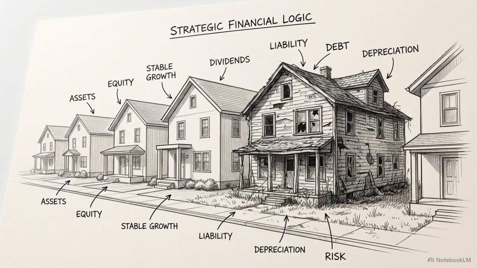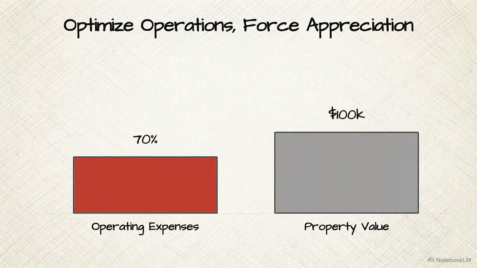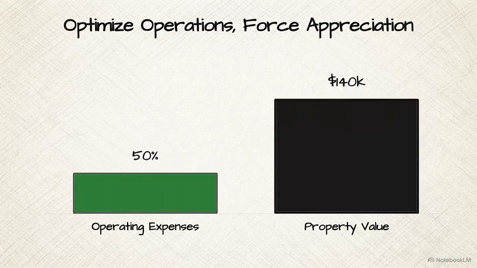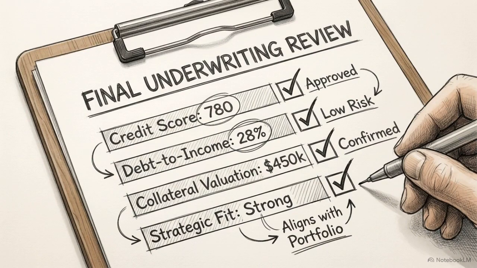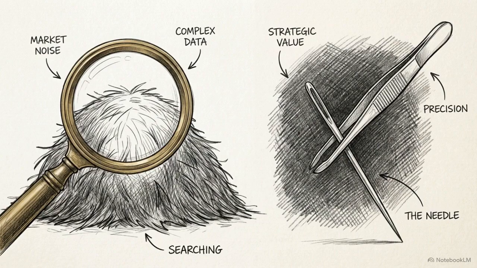If you have more experience and want to add value, use the 50% rule as a baseline to spot market inefficiencies. If you find a poorly managed duplex running at 70% expenses, you have an opportunity to buy it, optimize the operations back down to 50%, and increase the property's value. Regardless of your experience level, you must manually verify property taxes, insurance, CapEx, and debt service before you ever sign a purchase agreement. The 50% rule is the ultimate tool for finding the haystack, but rigorous line item underwriting is the only way to safely extract the needle.